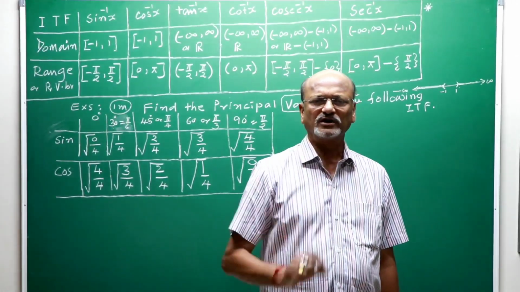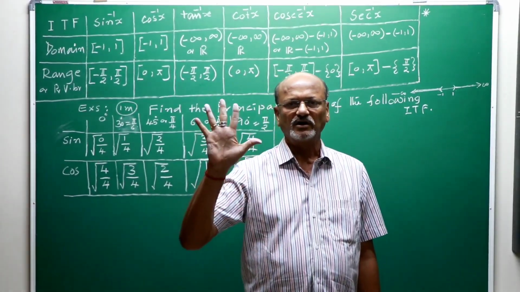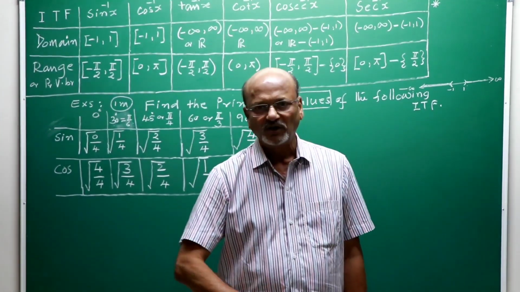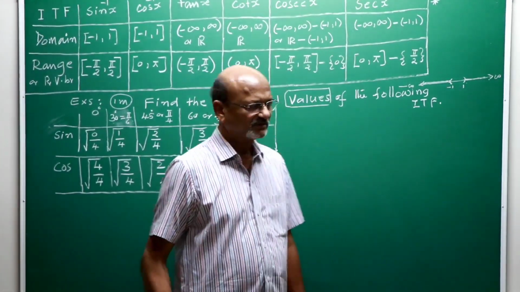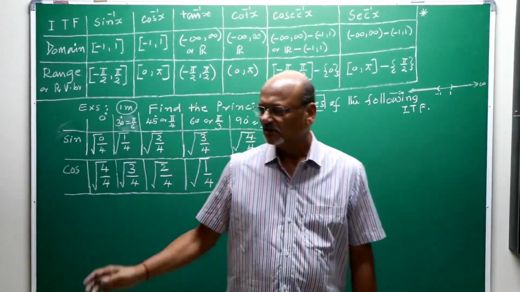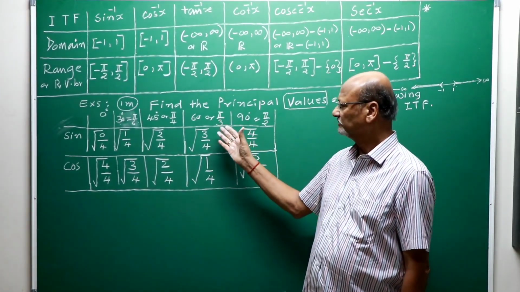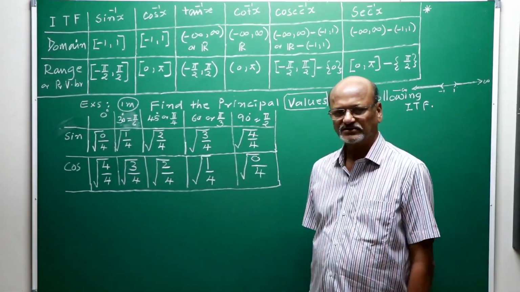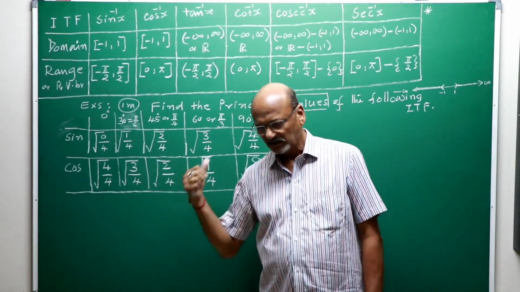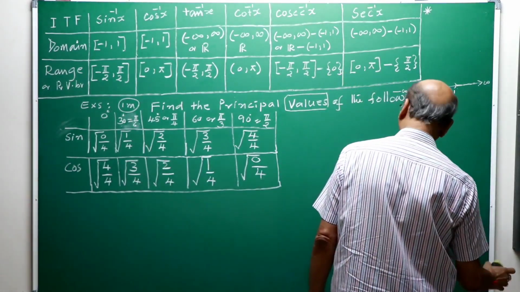Still, one more shortcut way is there to remember, with the help of your hand, your palm. That I will tell in the future, not everything today itself. This is one way of remembering the values of trigonometric ratios of standard angles. Just remember this. Now I do the examples.